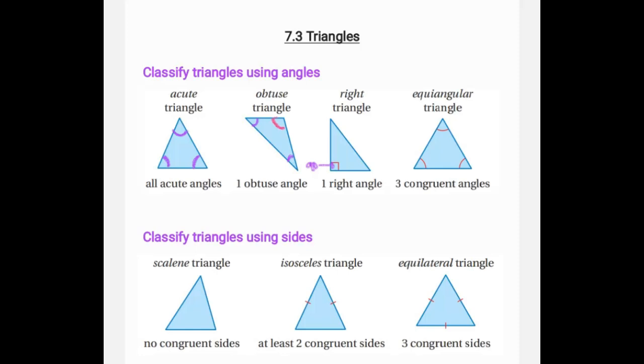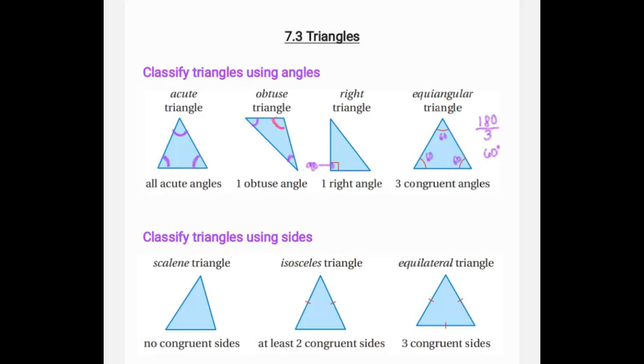Our fourth triangle is called the equiangular triangle, which means that all of the angles are equal. If you look at it mathematically, the angles inside a triangle total 180 degrees. If you divide it by 3, it comes out to 60 degrees. So each of those angles is 60 degrees: this is 60 degrees, this is 60 degrees, and this is 60 degrees.